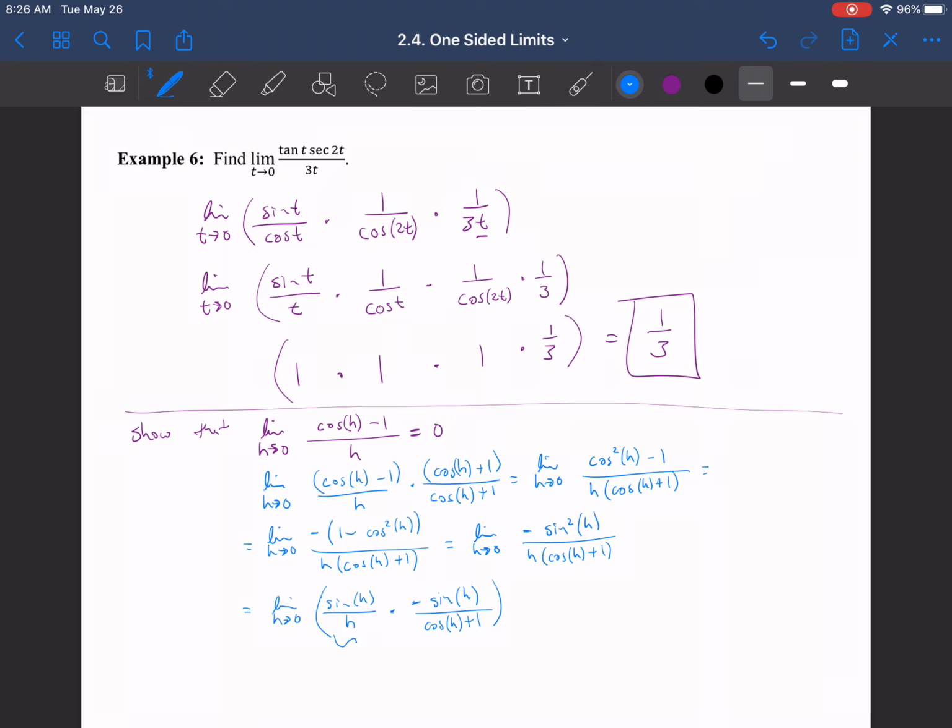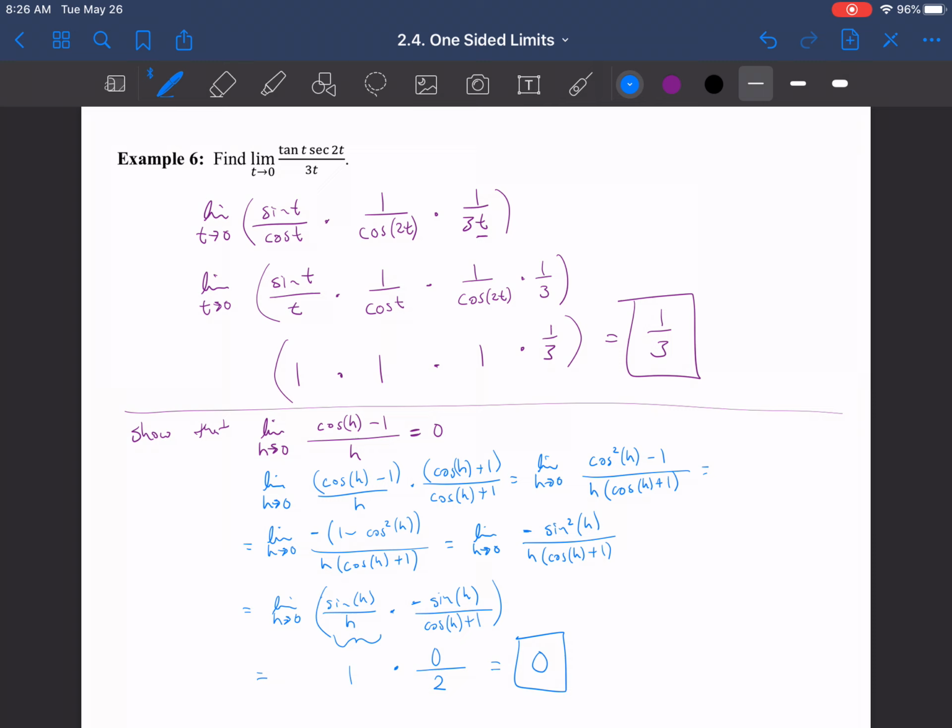And as I take this limit, this first limit here, right? If I take the limit as h goes to 0, the first one, that's just going to equal 1. The limit of the second one, well, as h goes to 0, sine goes to 0. So this goes to 0. And as h goes to 0, cosine goes to 1. And this goes to 1. So that goes to 1 plus 1, which is a 2. Okay? And so that's just 1 times 0 over 2, which is 1 times 0, which is just 0.